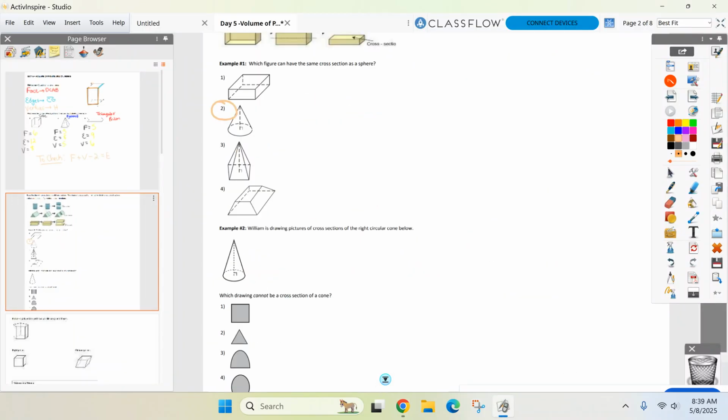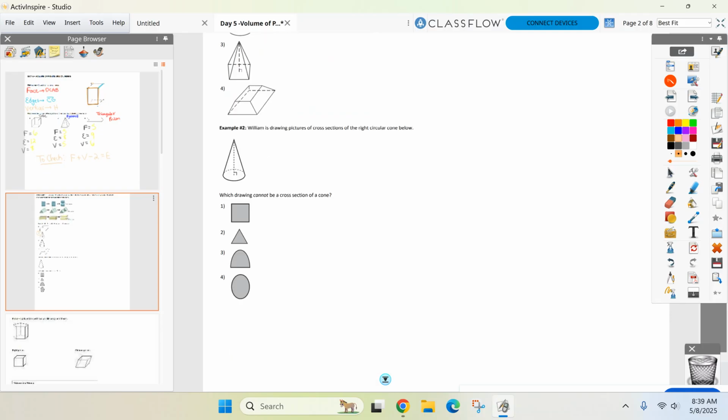All right, let's go back to a cone. Which one of these will I never get as a cross section? I cut it any way I want. Which one will I never get as a cross section? This one's a little tougher. I'll get 3 of them, but I won't get one of them as a cross section.